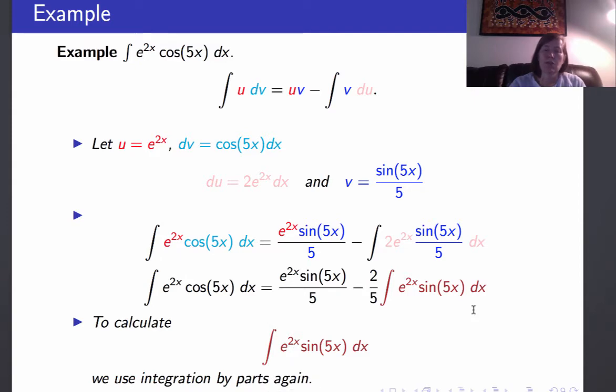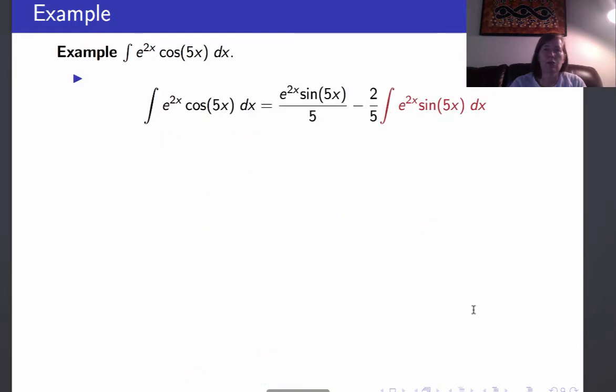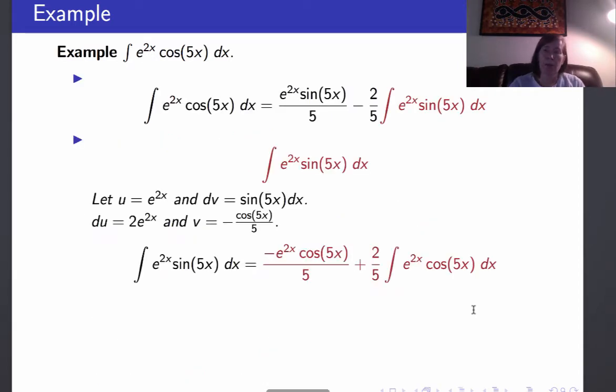Let's persist and use integration by parts again to try to solve this. Taking this integral in brown and making a substitution, let u equal e to the 2x and dv is sine 5x dx. And again we get du is 2 times e to the 2x, and v is the antiderivative of sine 5x, which is minus cosine 5x over 5.